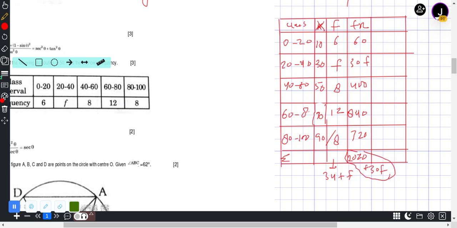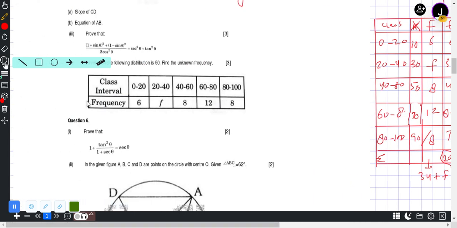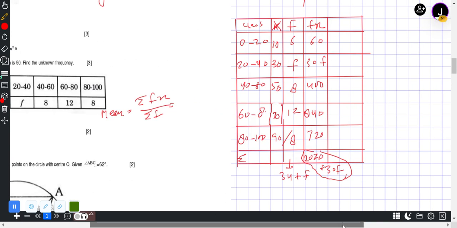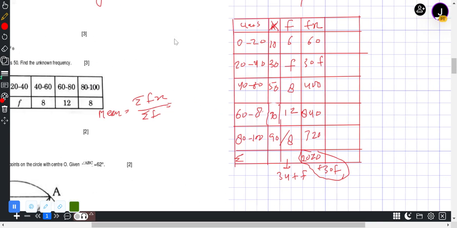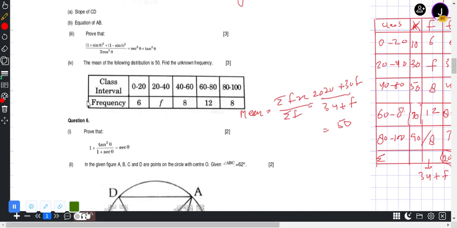So what we have to find is the mean. So mean is sigma fx over sigma f. That is 2020 plus 30f over 34 plus f. And that is equal to what? 50. Right? Is given. Right?